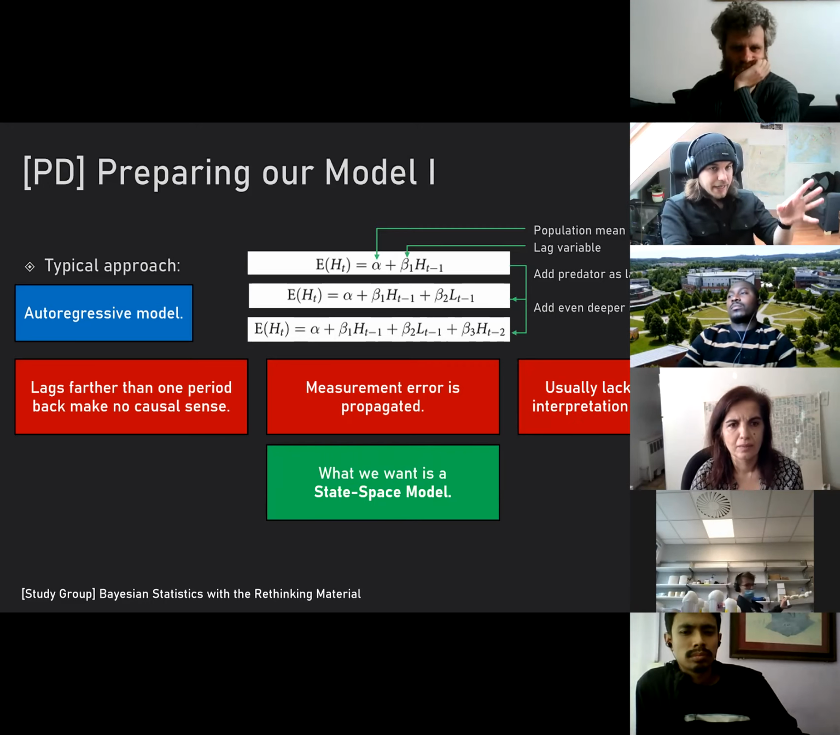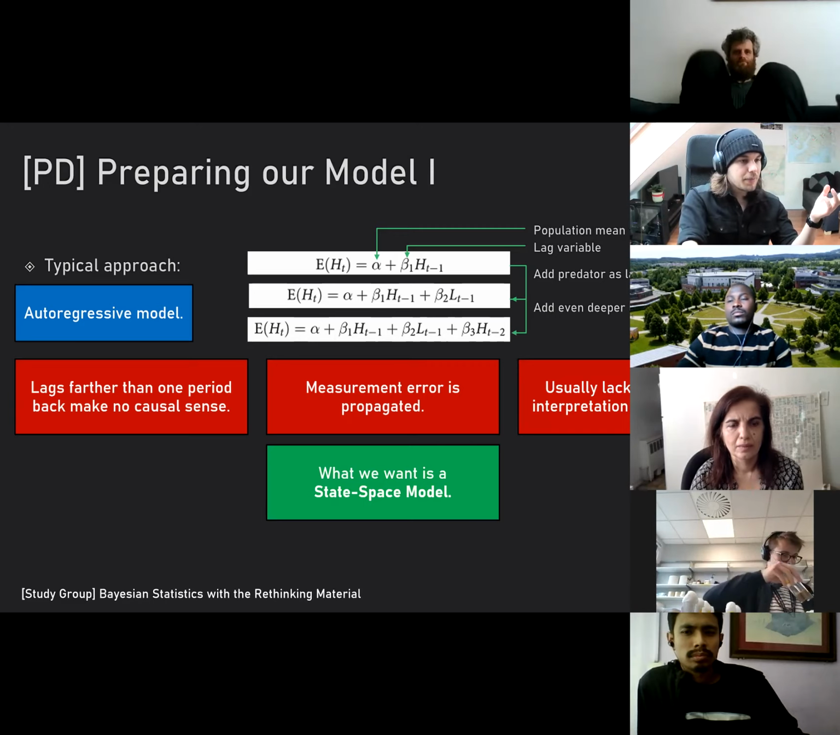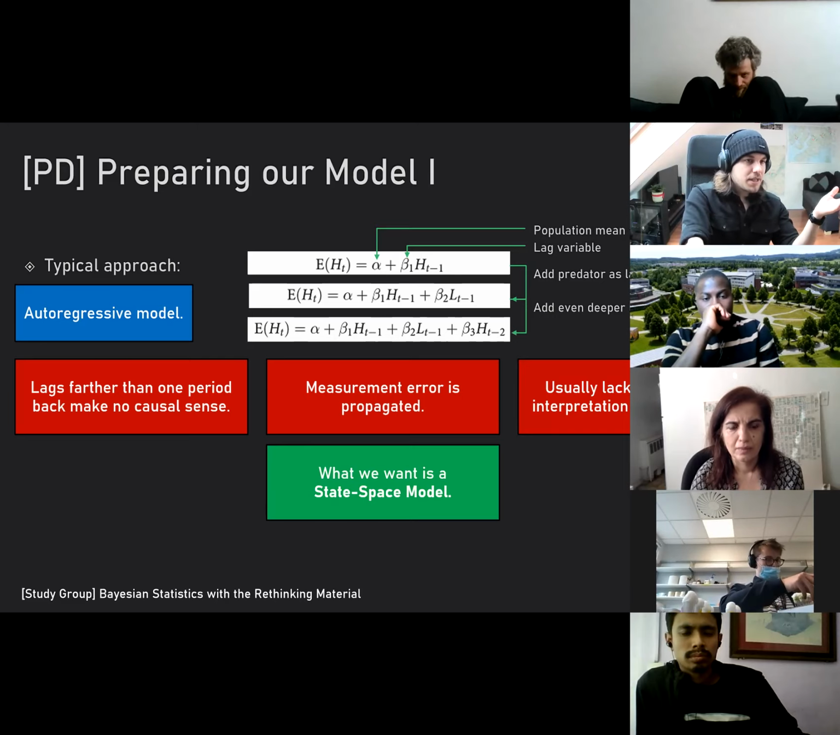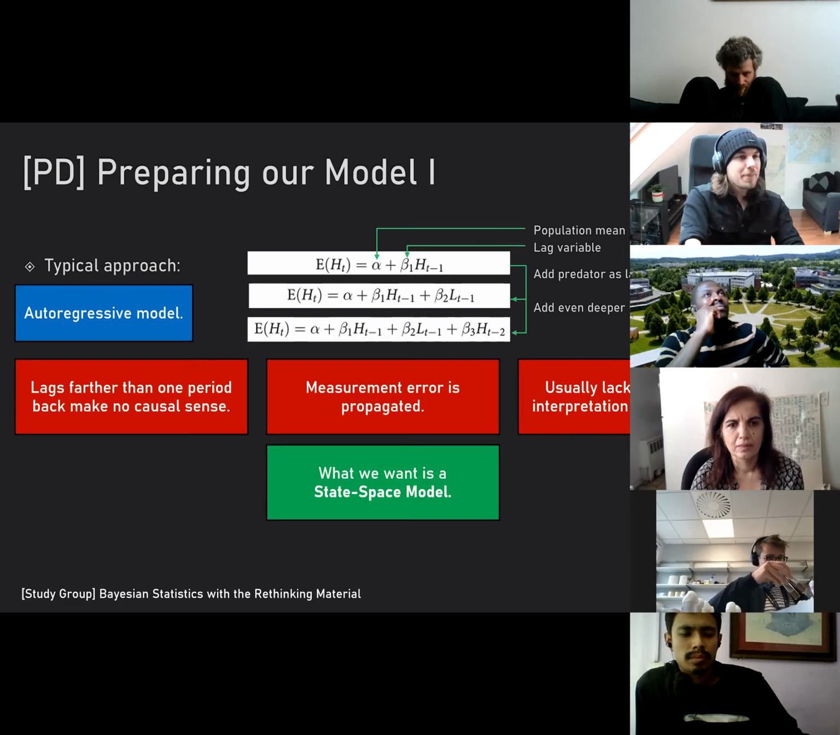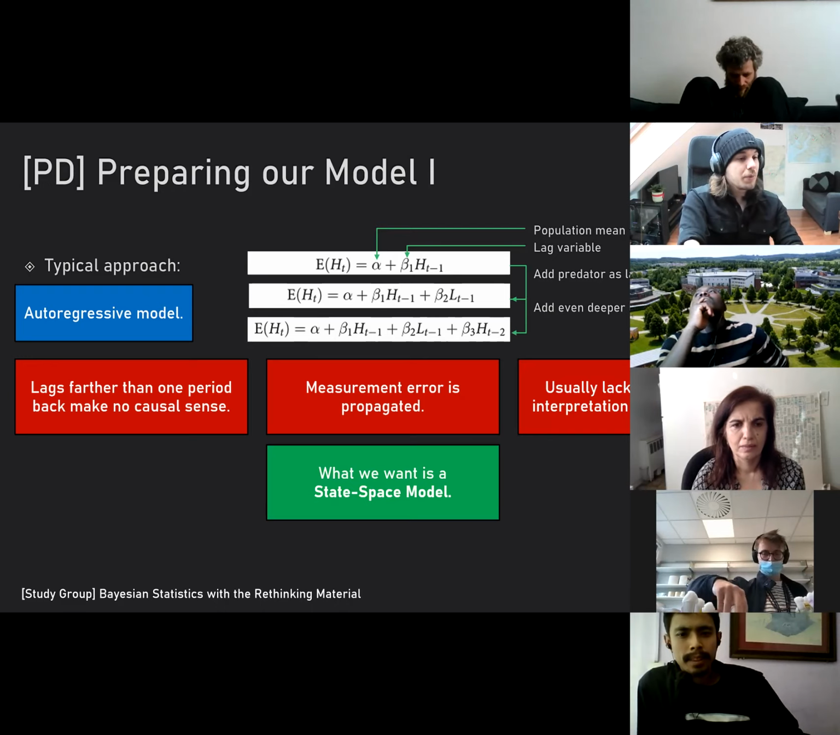Usually, it gets worse with these autoregressive models. We lack some sensible interpretation of the parameters. Like previous time step hare population has a 0.5 influence on right now hare population. It's a bit difficult to interpret. And so we want to do better.